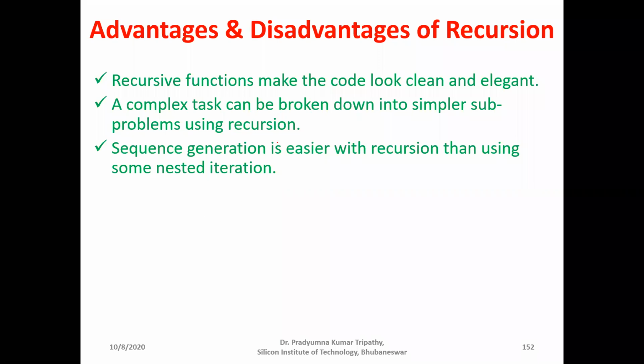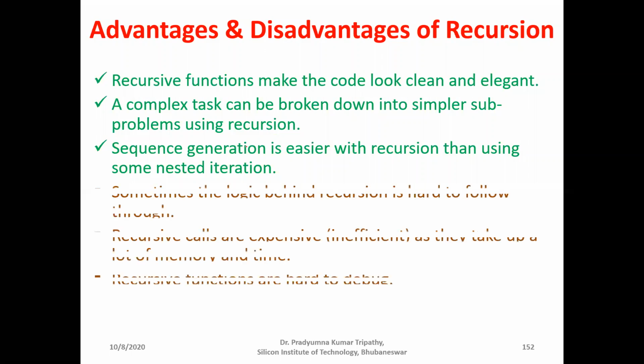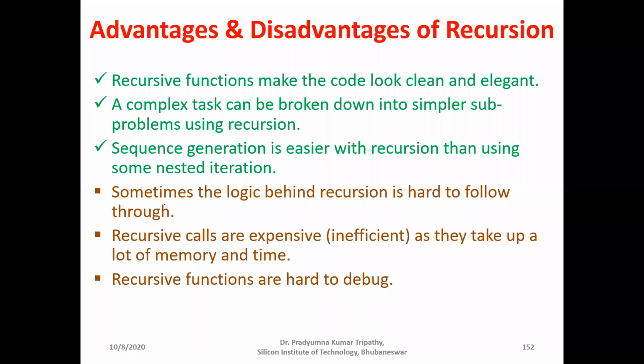This doesn't mean that recursion is always required. Iteration can also serve the purpose, but recursion makes it simpler, right? But there are some disadvantages as well. Sometimes the logic behind the recursion is hard to follow. Recursive calls are expensive, which makes them inefficient, taking a lot of memory and time. Recursion may let you write the program in a simpler way, but it is inefficient, and it is also very hard to debug.